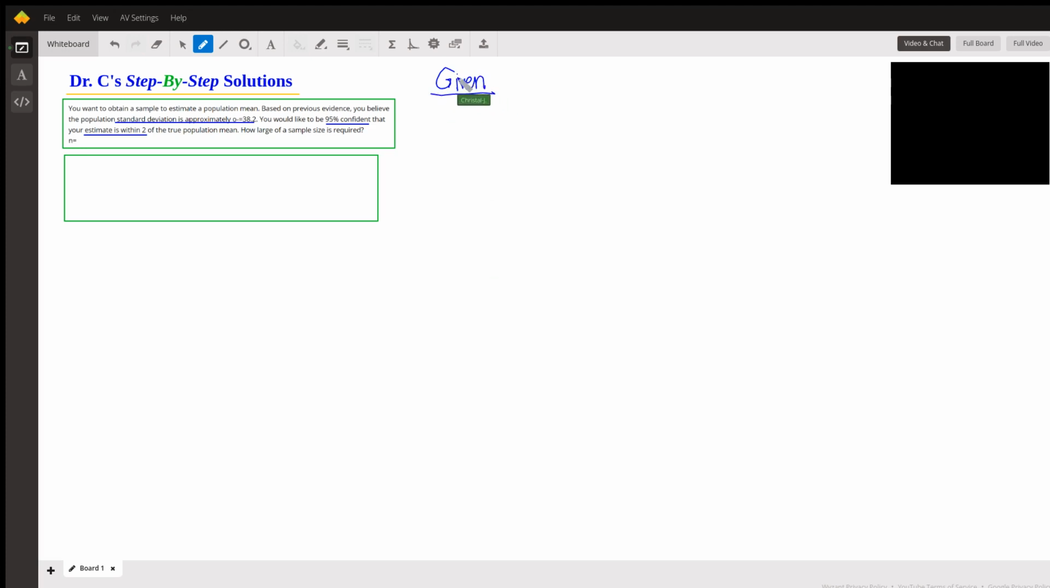So, given, they gave us a standard deviation of 38.2. They gave us confidence. If we're 95% confident, that distinctly means that we are 5% not confident. Our alpha would be 0.05. And then we have a margin of error of 2.